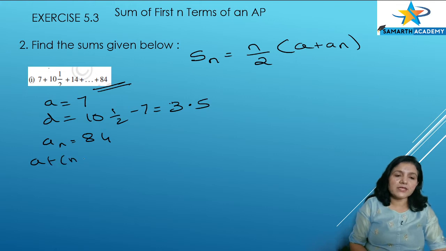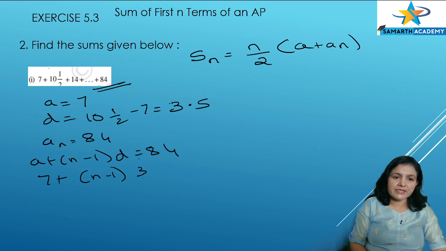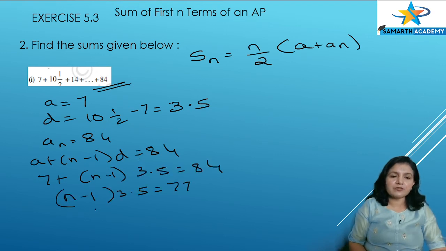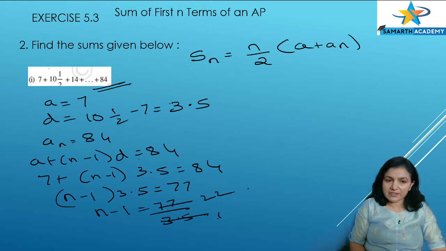We will figure out n with the help of an. a plus (n minus 1) into d equal to 84. Put the values of a and d: 7 plus (n minus 1) into 3.5 equal to 84. Sending 7 that side, we get (n minus 1) into 3.5 equal to 77. And 3.5 that side, multiplication becomes division. It becomes 77 by 3.5. How did we do that? We know that 3.5 into 2 is 7, so using that, I can write here 22. So n equal to 22 plus 1, that is 23. Number of terms we got.